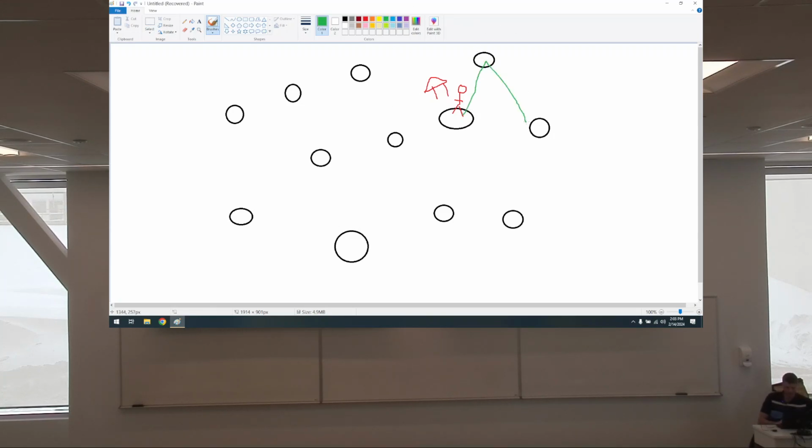Go here to here to here, and so on. Oh, wait, we already went there. Oh, shoot. All right, let's try that again. Here, here, here, and so on. It's probably pretty good, right?